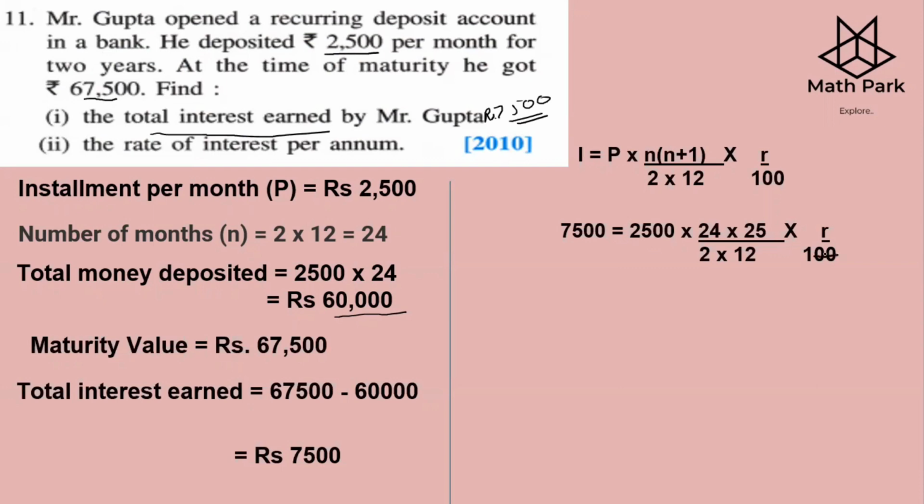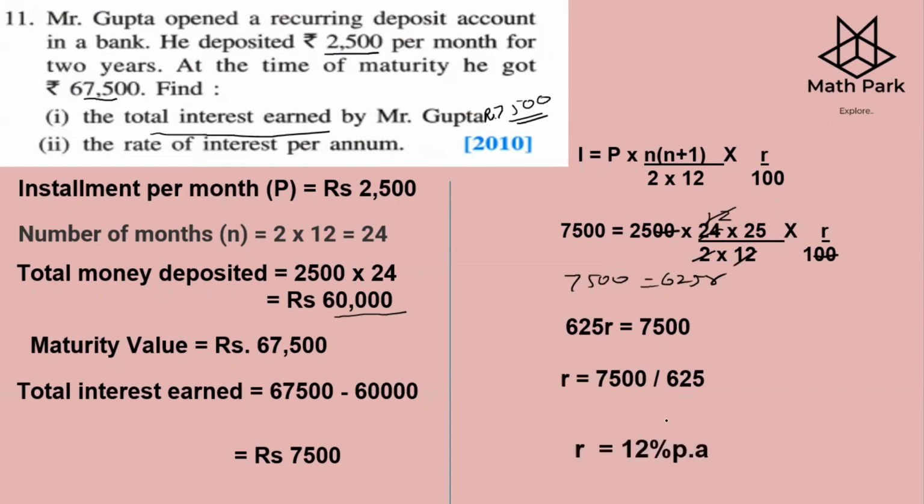Let us simplify this. So 2 12s are 12 and 12 got cancelled. 25 times 25, you get 625 R, which is 7,500. So we get 625 R is equal to 7,500. So R is equal to 7,500 divided by 625. Simplified, dividing by 25, you get 12% per annum is the rate of interest.